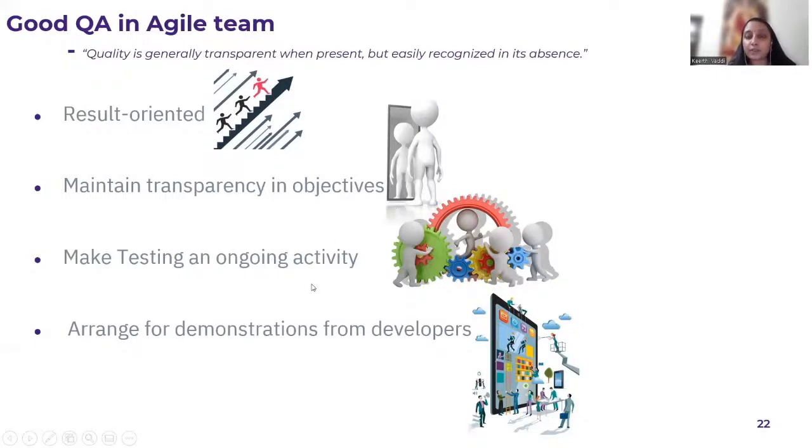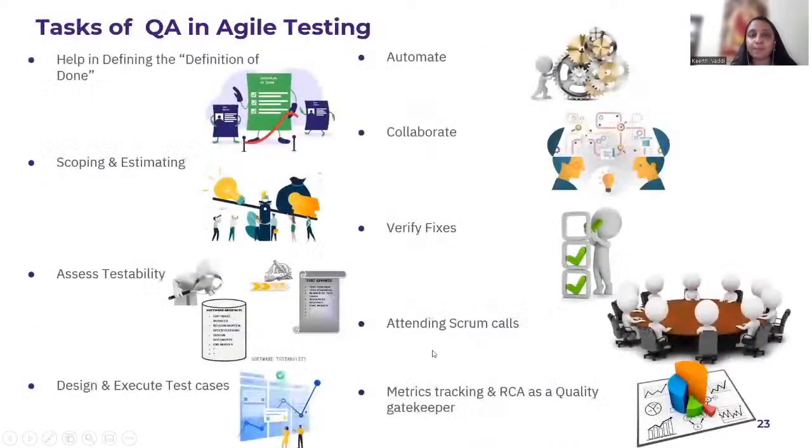Making testing an ongoing activity is also really important because of continuous deployments and changes. Arranging demonstrations from your developers is important, as it ensures collaboration between the dev team and QA team and reduces the gaps between the teams. And these are a few tasks that we do in Agile testing: we help in definition of done, scoping and estimation, assess the testability, design and execute the test cases, we automate, we collaborate, we verify the fixes and attend the scrum calls.